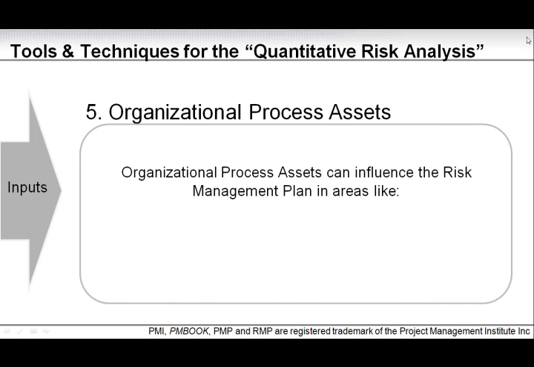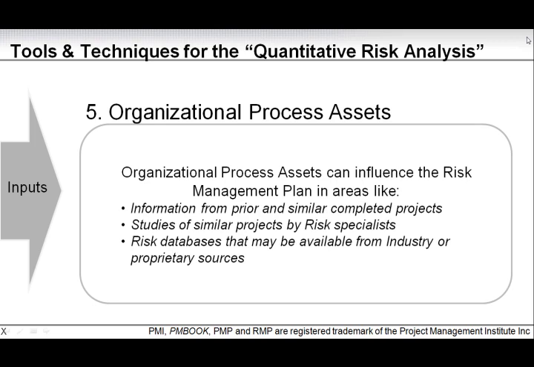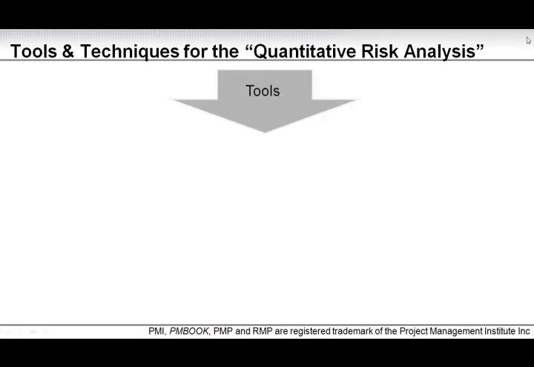Finally is the organizational process assets. So organizational process assets can influence the risk management plan in areas like information from prior and similar completed projects, studies of similar projects by risk specialists, risk databases that may be available from industry or proprietary sources. So this is some of the assets. It's not all the assets, but any organizational assets that can help influence the risk management process should be considered.